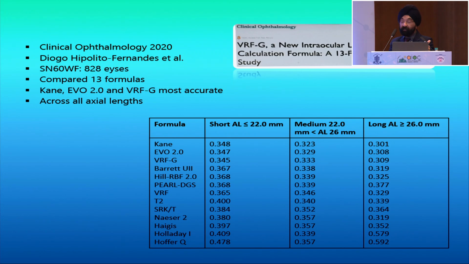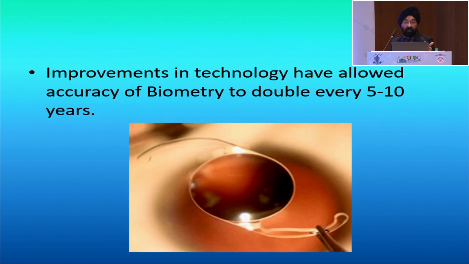You will find the most accurate formula. This is a study which was published in Clinical Ophthalmology in 2020. The older formulas in the first 5 are nowhere in the picture. The new formulas which are most accurate in shorter axial length, longer axial length, and the medium range between 22 to 26 millimeter are Kane, EVO, VRF G, Barrett Universal 2, and Hill RBF. And nowhere are Haigis, Holladay, and SRK/T in the picture.